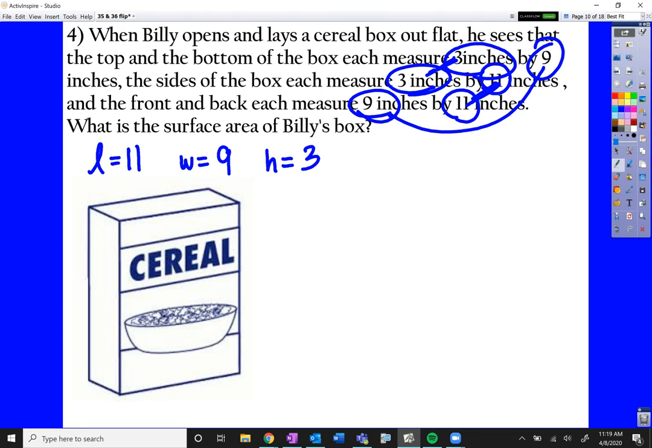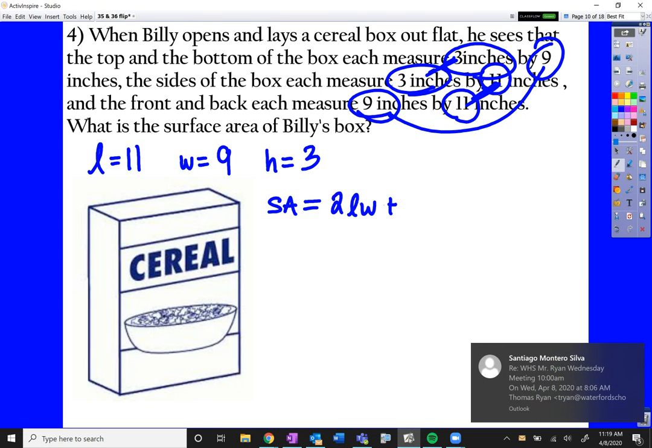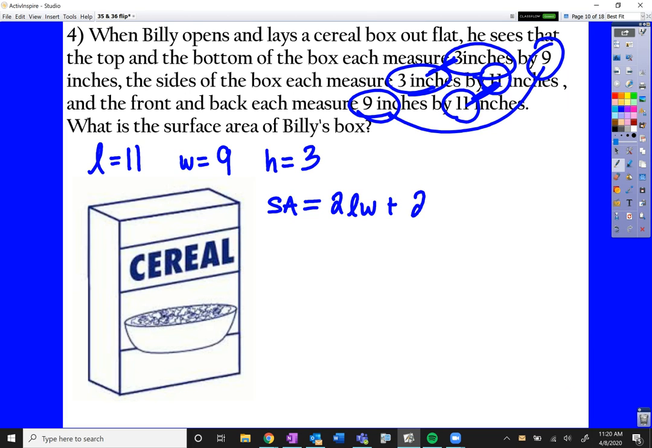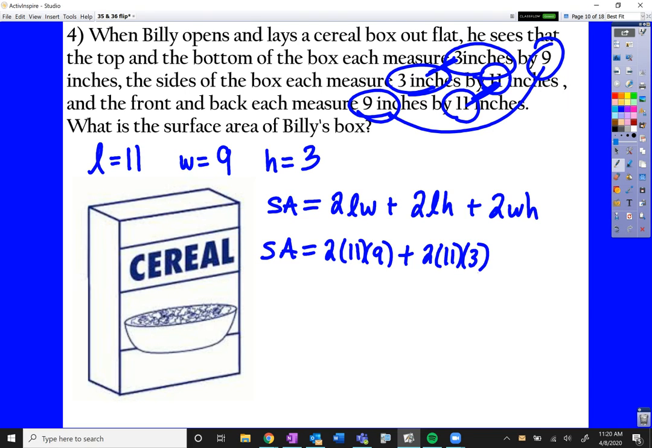Good. We got an 11. We got a 9. We got a 3. Let's go and do it. Surface area, 2 times length times width plus 2 times length times height plus 2 times width times height. Here we go, using the formula. Length is 11, width is 9. Length is 11, height is 3. Width is 9, height is 3.